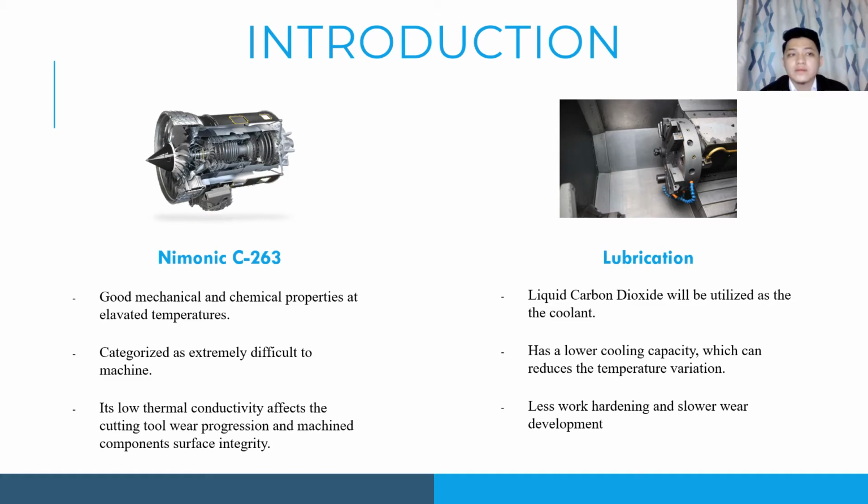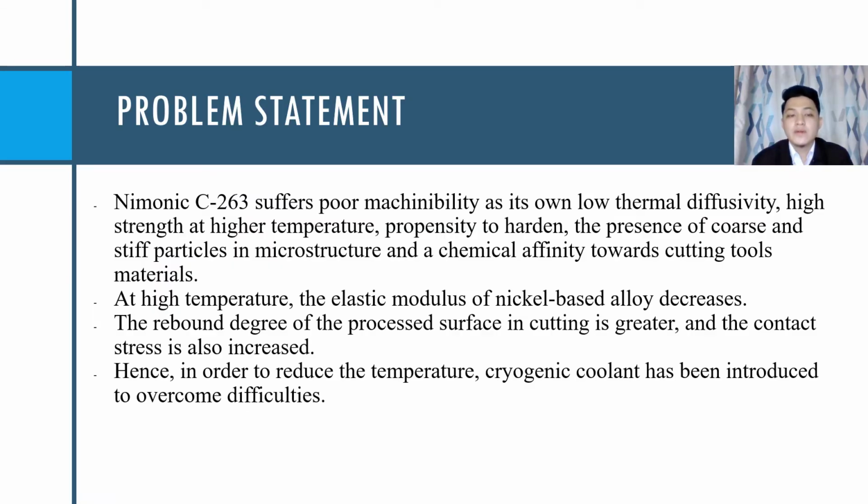hard alloy. For the problem statement of this research, Pneumonic C263 suffers poor machinability because of its low thermal diffusivity, high strength at higher temperature, propensity to harden, the presence of coarse and stiff particles in the microstructure, and a chemical affinity toward cutting tool material.